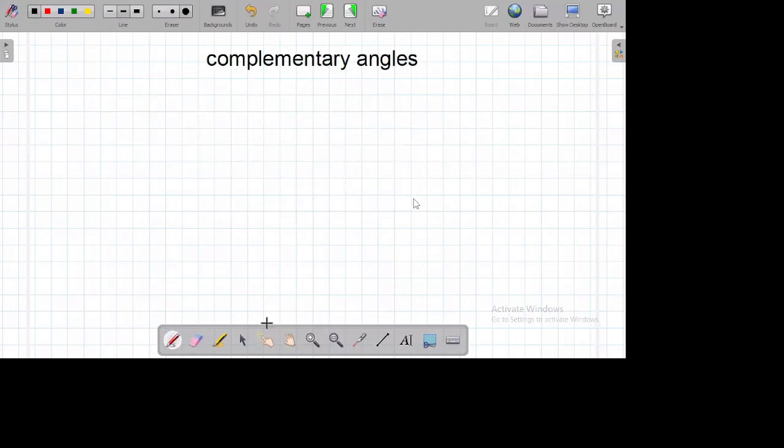So now let's talk about how the questions will be asked. This is the height of a building, or let's say a tree. AB is a tree, the height of the tree. Now we have one student who is, let's say, 16 meter away from the tree.